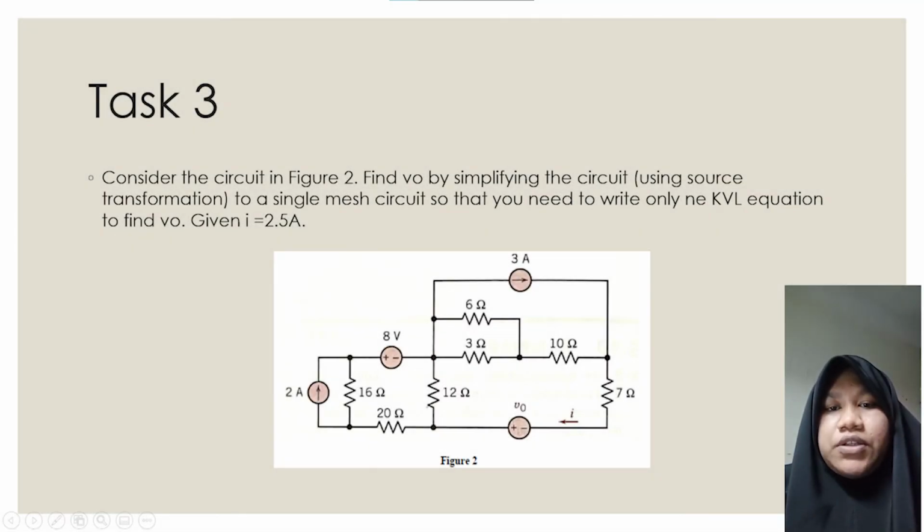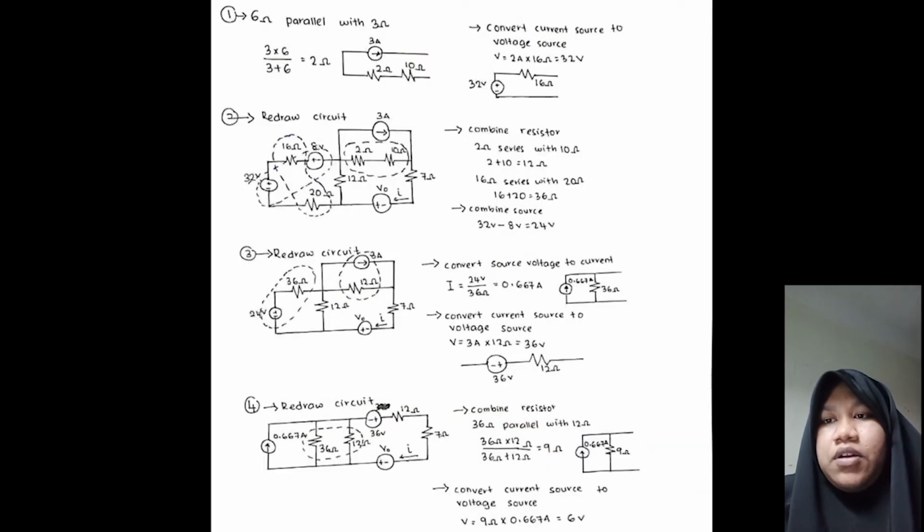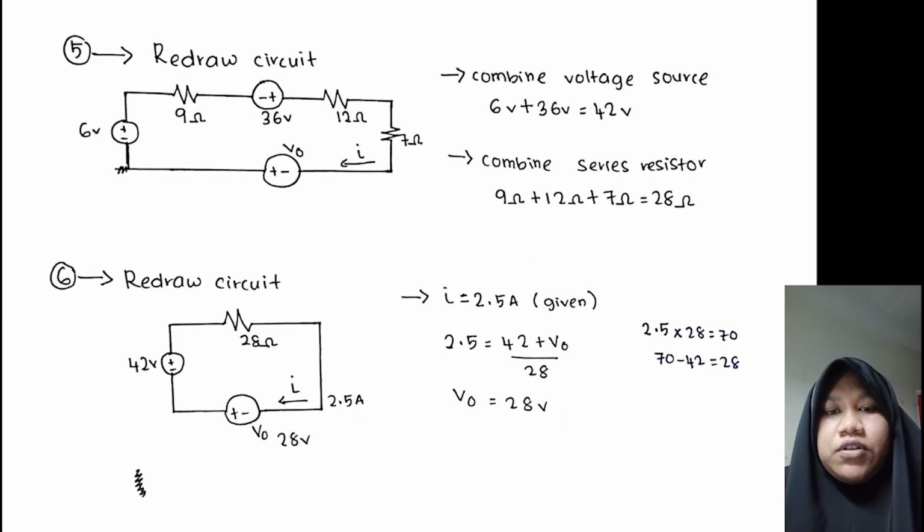Okay, for task 3, we need to find V naught and we use Proteus for our simulation to see whether we get the same answer or not. What we get here is our equation V naught is 28 volts and our simulation is also 28 volts, and you can see our simulation video.